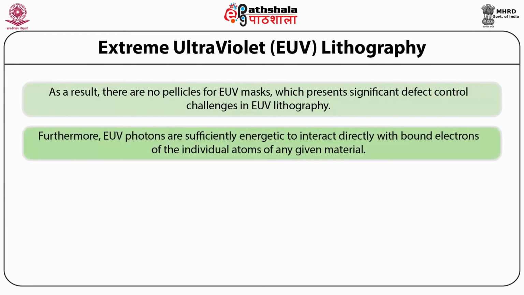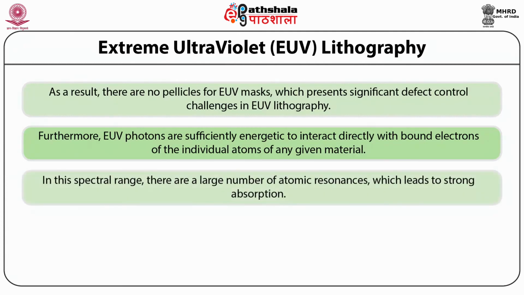Furthermore, EUV photons are sufficiently energetic to interact directly with bound electrons of the individual atoms of any given material. So, in this spectral range, there are a large number of atomic resonances which lead to strong absorption.